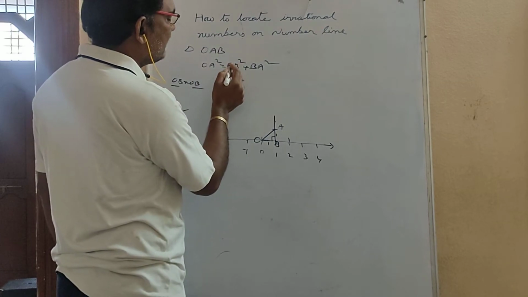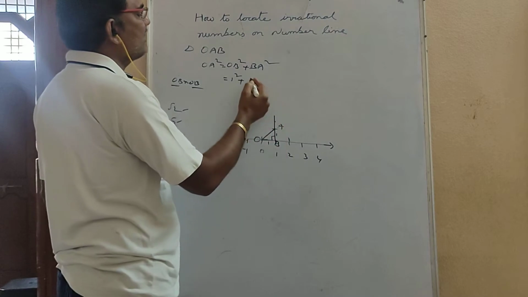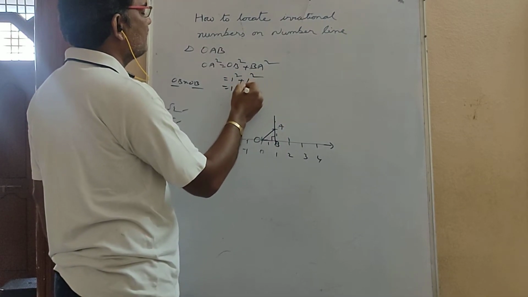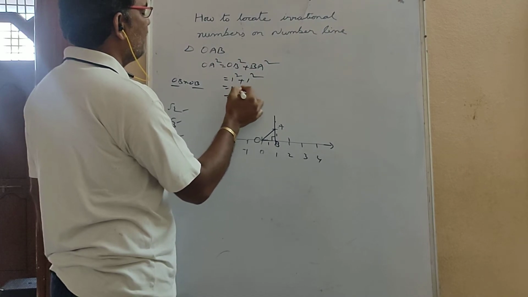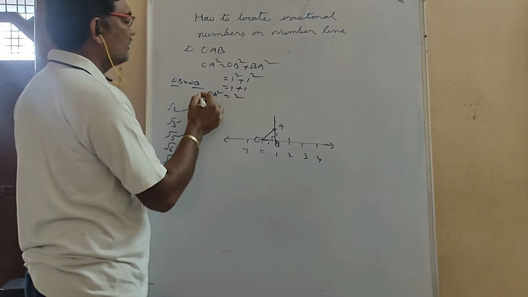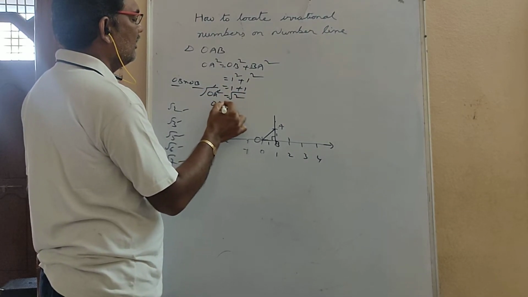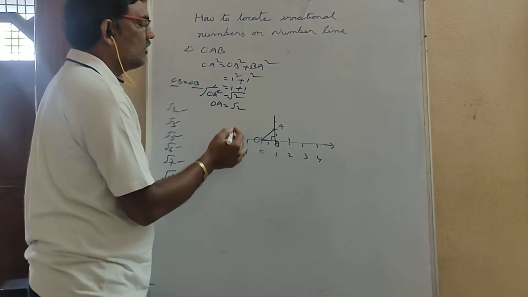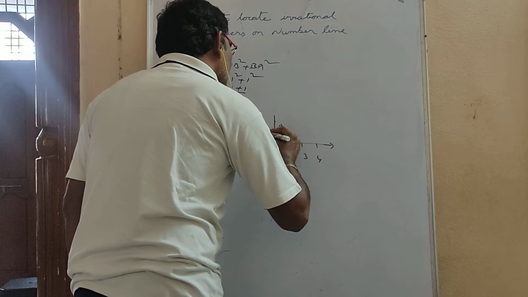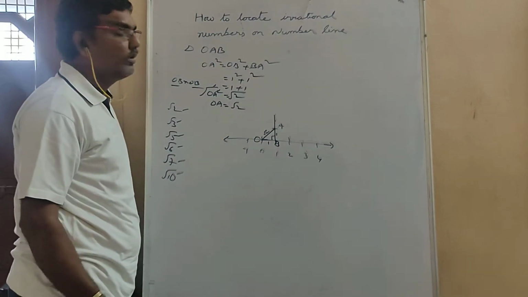OB square plus BA square. Okay. So B to A distance is how much? 1. 1 square is 1. Again, 1 square is 1. So 1 plus 1 is how much? 2. OA square is 2. Take square root on both sides. Square and square cancelled. You got OA as how much? Root 2. Here you have to write root 2. O to A distance is root 2.